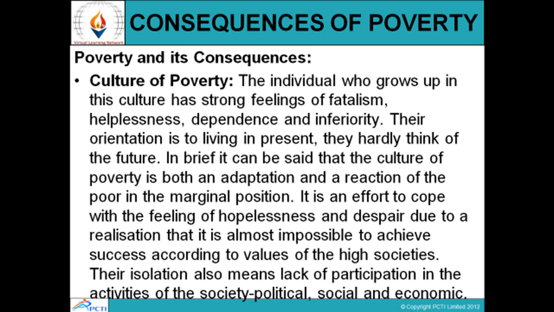It is an effort to cope with the feeling of hopelessness and despair due to a realization that it is almost impossible to achieve success according to the values of the higher society. Their isolation also means lack of participation in the activities of the society: political, social and economic.